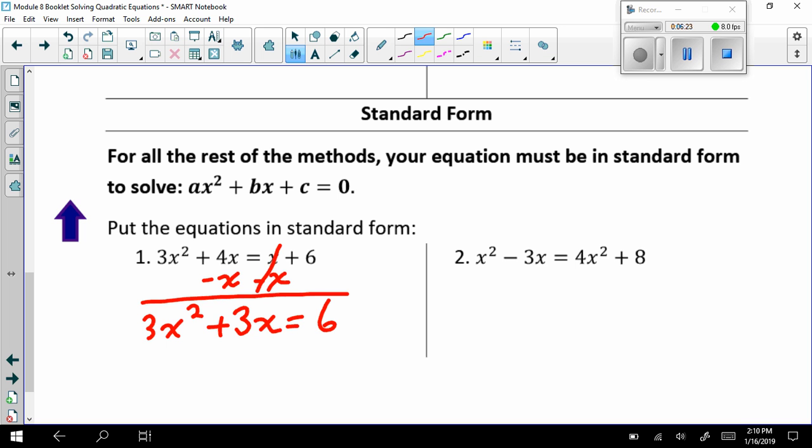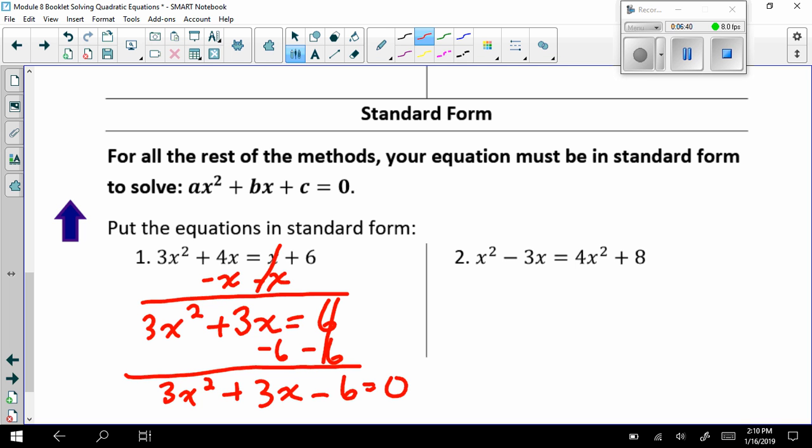And then I'm not done. I still want to get rid of that 6 because I want a 0 on that side. Notice I have no like terms to the 6 on the left-hand side, so I can't actually add them. So I'm just going to do 3x squared plus 3x minus 6 equals 0. And that's our standard form. I'm going to save example 2 to do together in class. Again, these two things, the zero product property and getting it into standard form, are a prerequisite for our next method.